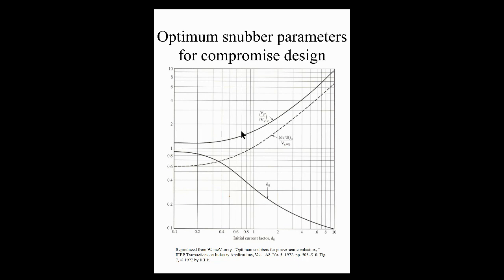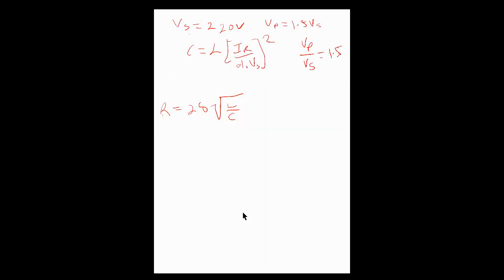All right, so from this graph, I want you to tell me what D naught is equal to, for a ratio of VP to VS, peak voltage to input voltage, of 1.5. What would be the initial current factor? 0.7, sir. Yes, that's about 0.7. So 1.5, come across, then you come down and it's about 0.7. All right, so we can start working this one out.